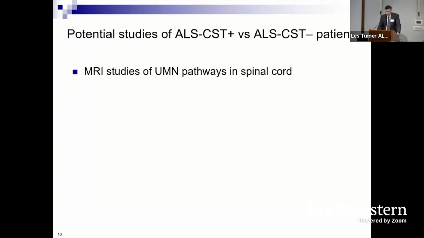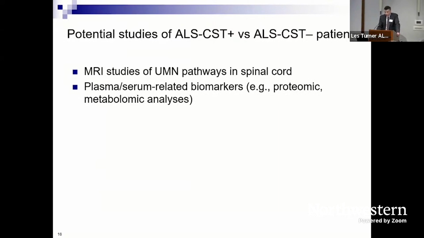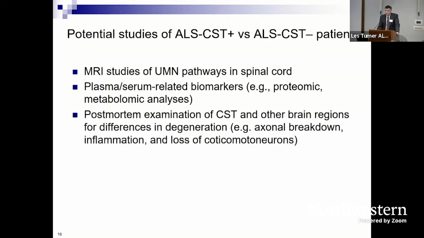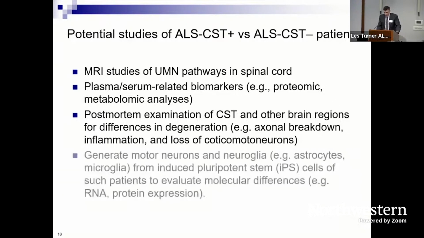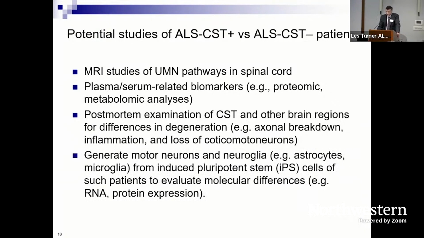Future studies to characterize additional MRI and hopefully molecular differences between these two patient subgroups that I'm planning include MRI of upper motor neuron pathways in the spinal cord and how degeneration there correlates with that in the brain, identifying distinct biomarkers in plasma and serum by proteomic and metabolomic analyses, examining postmortem brain tissue from patients with and without CST hyperintensity for clues to differences in degeneration in different areas of gray and white matter, and generating motor neurons and neuroglia from induced pluripotent stem cells of these two patient subtypes to evaluate potential differences in RNA and protein expression.